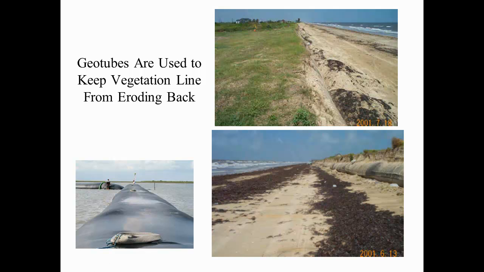And the reason for that is because of the Texas Open Beaches Act, which states that any beach seaward of the vegetation line is public. And as a result, you cannot build private structures on the beach ahead of the vegetation line.